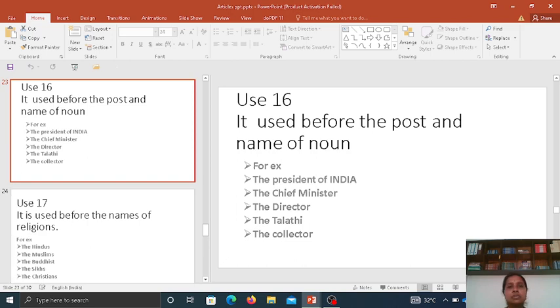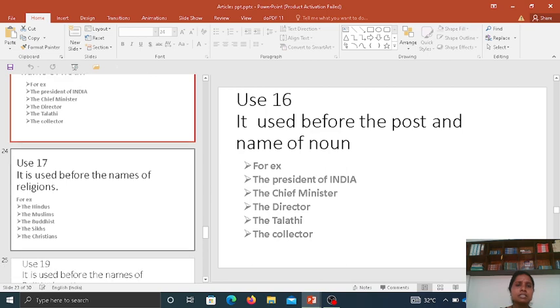Then use number 16 of the. It is used before the post and the names of nouns. For examples, the President of India, the Chief Minister, the Director, the Talati, the Collector. These are the post and the names of people or nouns. That's why we have to use the before that noun and the post.